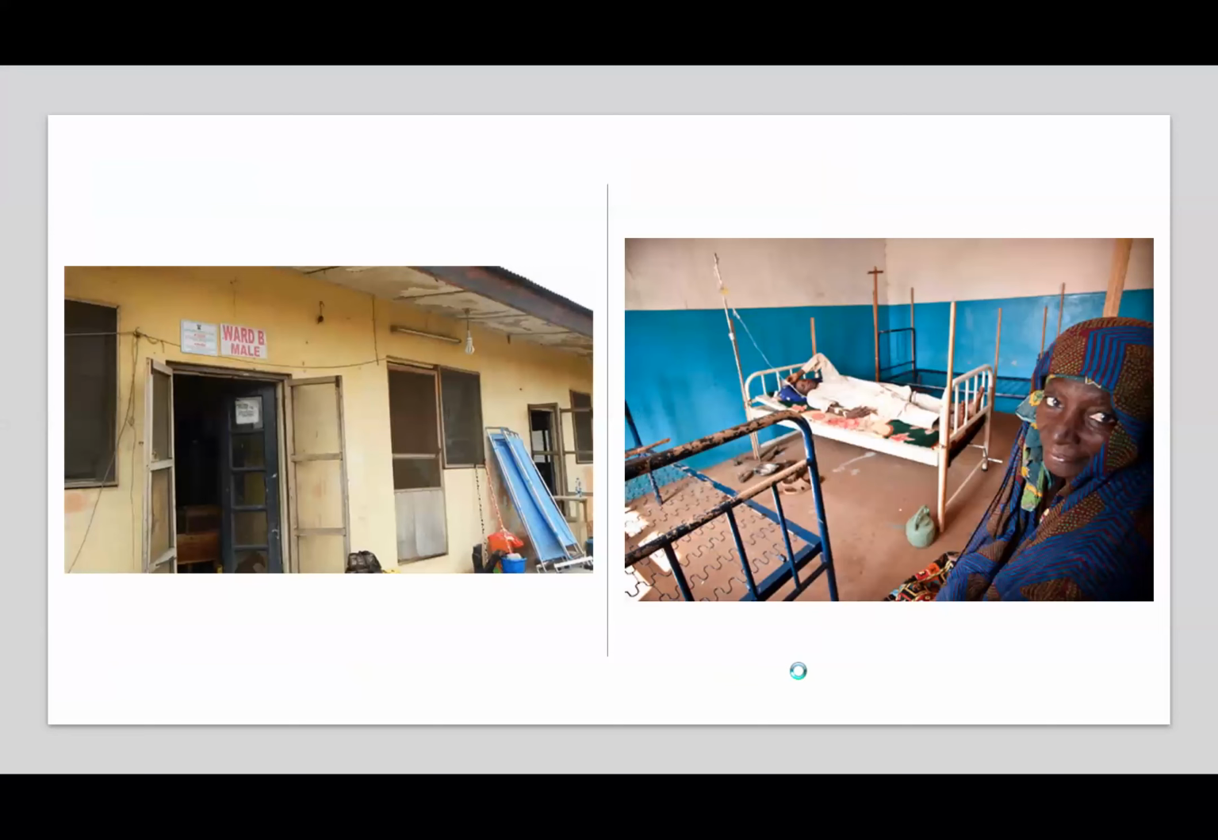Our hospitals are not good for our leaders. The top politicians, top government officials have set up projects to build hospitals. But when they get sick, when their wives get sick, when their children get sick, they fly them abroad.